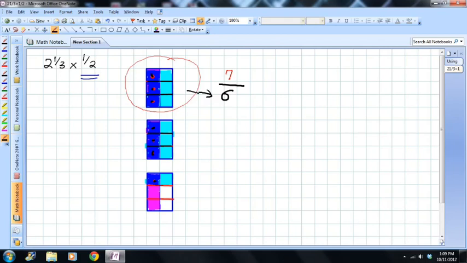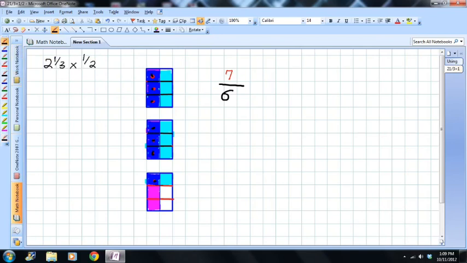So this fraction, 7 over 6, actually represents the product of 2 1/3 and 1/2. So our product, or our answer, is always represented by the number of rectangles, or the number of sections that overlap each other, divided by the number of sections that are present in one rectangle. So let's go through this mathematically and check to see if when we multiply 2 1/3 times 1/2, we actually get 7 over 6.